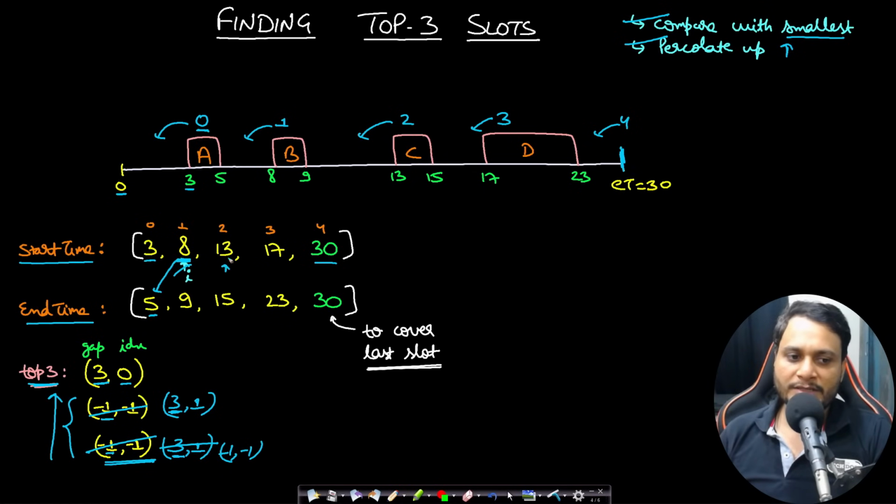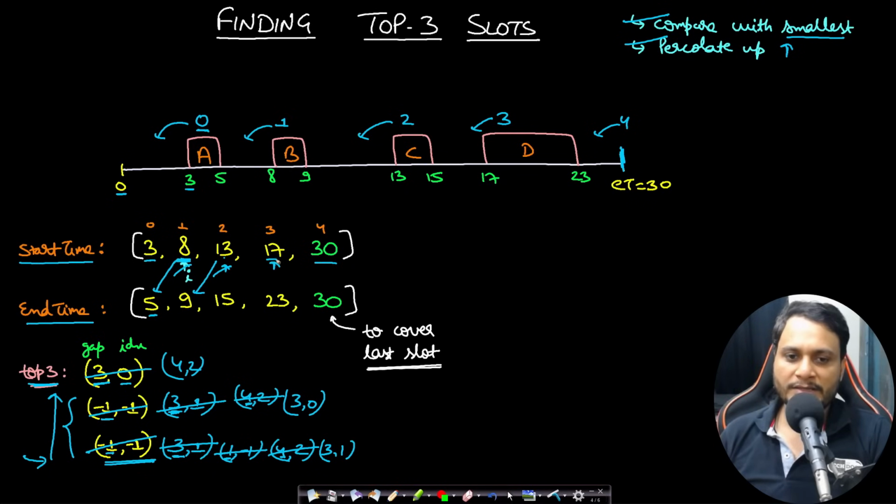Now go to the next index, again find the gap 13 minus 9, which is 4, and then compare with the last item. Yes, 4 is greater than minus 1 and the index is 2, and try to percolate up. So 4 is larger than 3, so do a swap. 4 comma 3 will come here and 3 comma 1 will go to the last. Compare 4 with 3, again 4 comma 2 comes here and 3 comma 0 goes to the last.